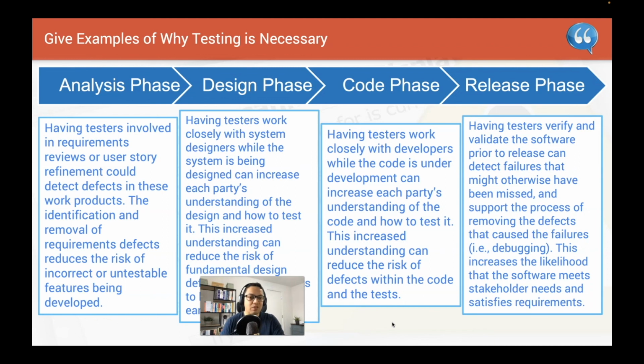The release phase is important to be involved in as well, because you can detect failures that might otherwise have been missed, and support the process of removing the defects and support the debugging. These can increase the likelihood that the software meets the stakeholders' needs and satisfies the requirements.